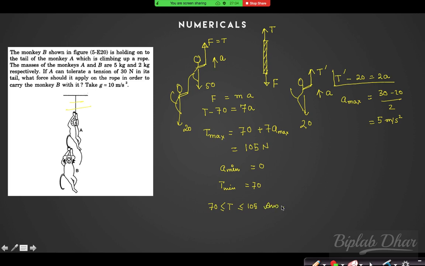I don't understand the minimum value. You have not got the minimum value? No, sir. If the monkey wants to move upward with a very small acceleration, you can assume it to be 0. Then also the lower monkey will move upward with it. So in that case, what is the minimum tension needed? If you put the acceleration 0, that is why I have said the minimum tension is 70. Okay, sir, I got it. It means an infinitesimally small acceleration, you can assume 0 acceleration because it is moving with constant velocity.